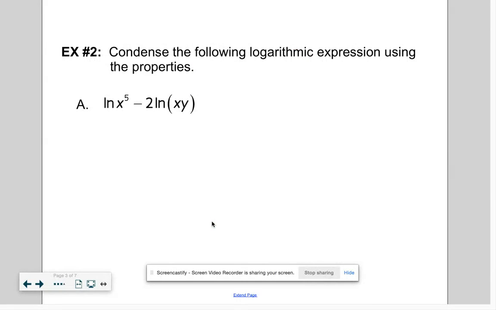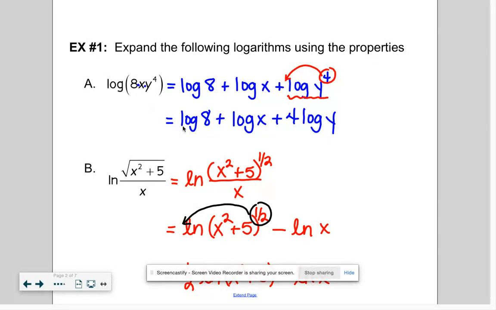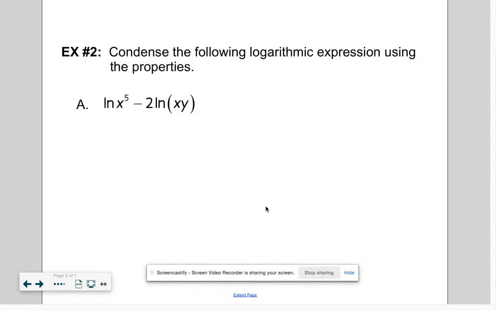Okay. Condense the following logarithmic expression using the properties. So here what you would be doing is going in reverse. Condense means squish it back down and make it one thing. Like we've been working over here with making it longer and expanding it, we're going to go backwards. So instead of saying, oh, I see times and that means plus, I'm going to say, oh, I see plus and that means times. I'm going to go backwards.